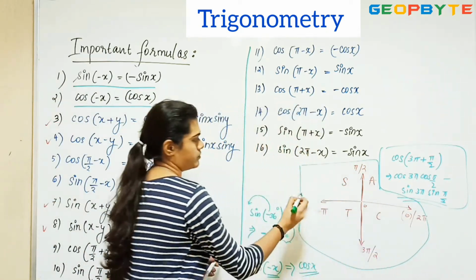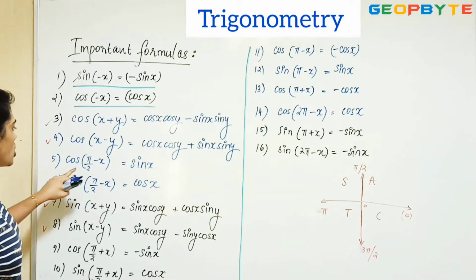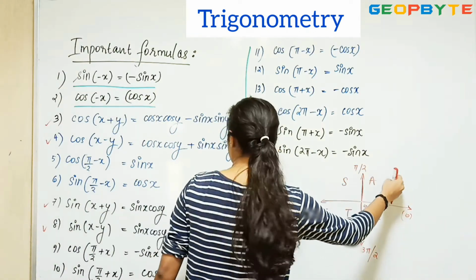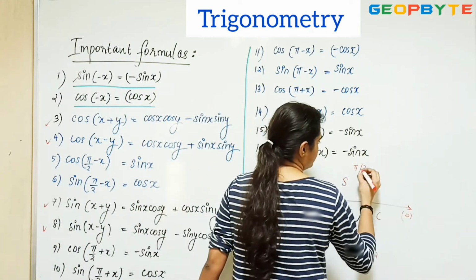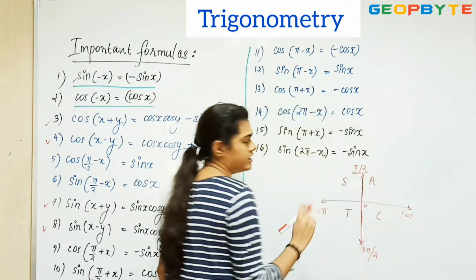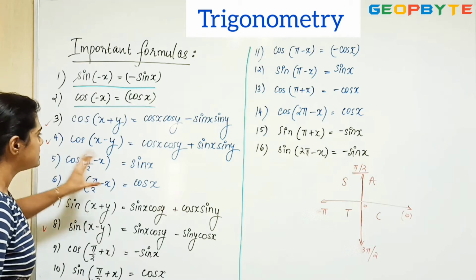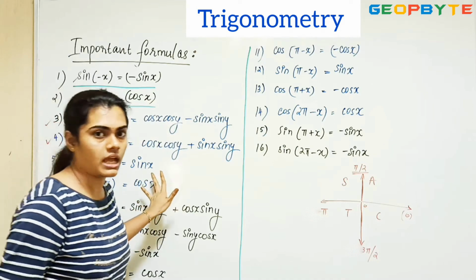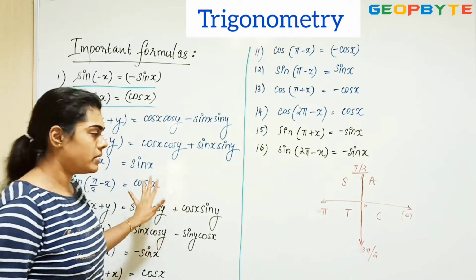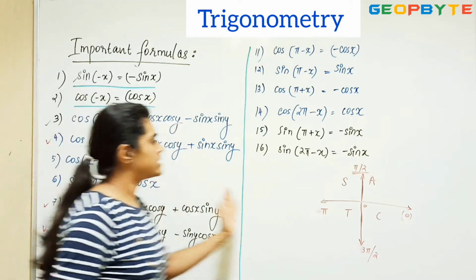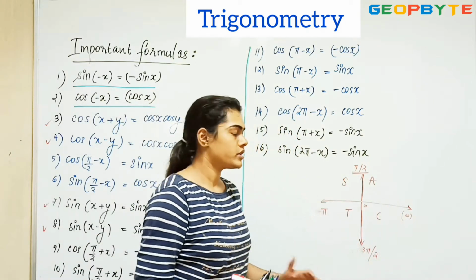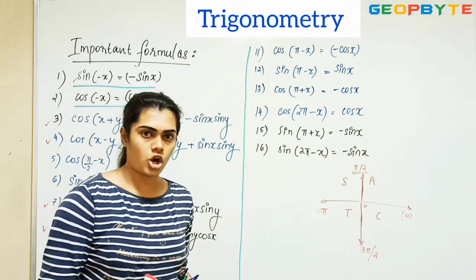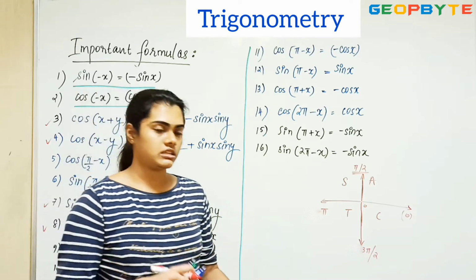if we remember this. Coming to the 5th one, cos of pi by 2 minus x. What is cos of pi by 2 minus x? See, if the angle is starting with pi by 2, then you have to change it to the other function. That is, if it's cos, you have to change it to sine. If it's sine, you have to change it to cos. But according to the quadrant in which the angle lies, you have to put the positive or negative sign. So you have to keep in mind that if it is 90 degree or pi by 2, you have to change it. If it's cos, then it will be sine, and the other way around.